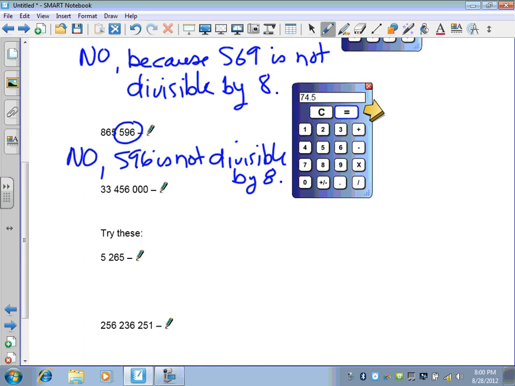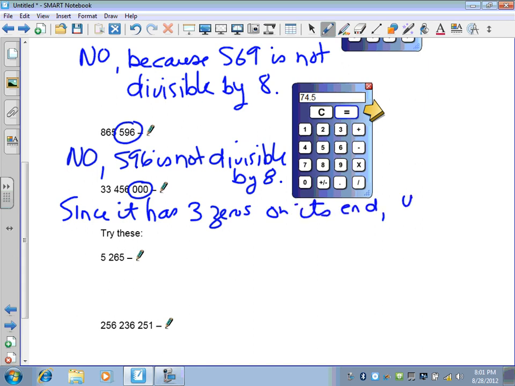Zeros. Remember back when we were doing the divisibility rule for 4, and you had to check the last 2 digits, and if it had 2 zeros, it was divisible. And this time, guess what happens when there's 3 zeros? The answer to that is automatically a yes. Okay, so since it has 3 zeros on its end, the answer is yes, it's divisible by 8 evenly.